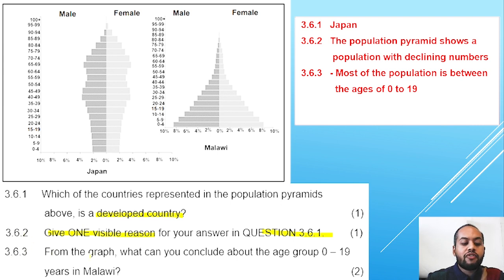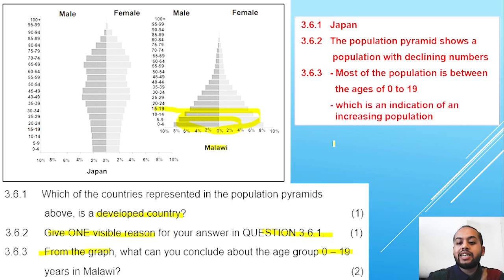3.6.3, from the graph, what can you conclude about the age group 0 to 19 years in Malawi? What can we conclude here? We see the bars are still very long. So most of the population is between the ages of 0 to 19 because the bars are very long, so population numbers are very high there. And this is going to be an indication of an increase in population. What do we mean by that? The population is continuing to grow in numbers.